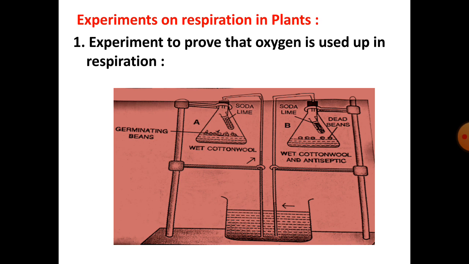And second, why the water level had increased. The water level had increased because the germinating seeds had used up the oxygen, so the volume of the water rose up in the delivery tube.